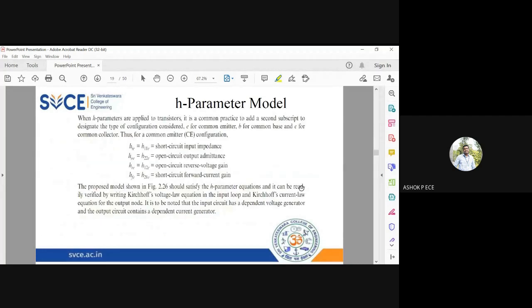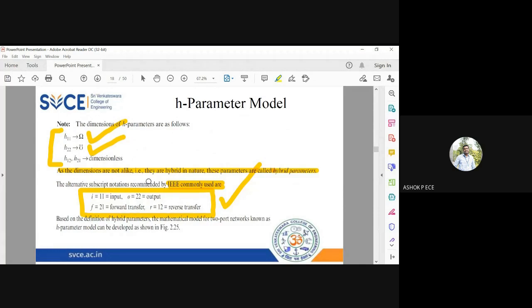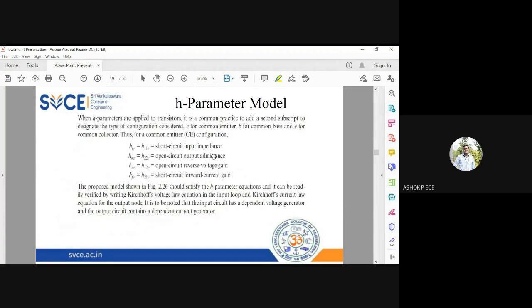So now if you bring in this notation, and as we saw in common emitter, do you remember? HIE: H indicates hybrid, I indicates input impedance, and E indicates common emitter. And you know this HIE is called input impedance. It's called short circuit input impedance because for measuring HIE, what will we do? I'll be putting V2 equal to 0.